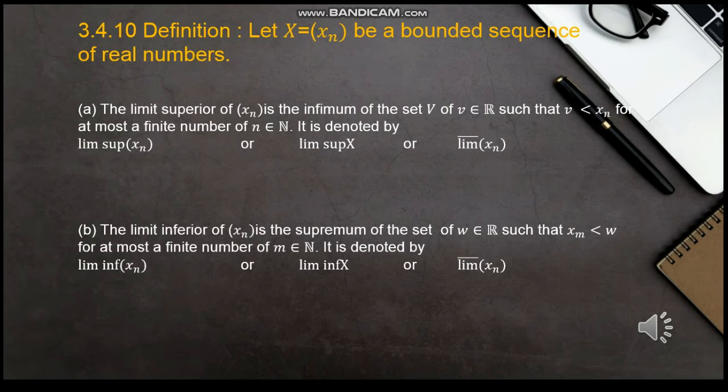and B. The limit inferior of xn is the supremum of the set of W element R such that xm less than W for at most a finite number of m element natural number. It's denoted by, you can see on the PPT.